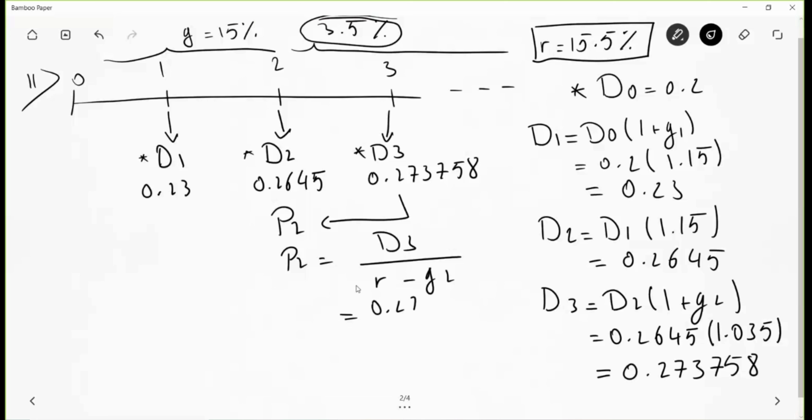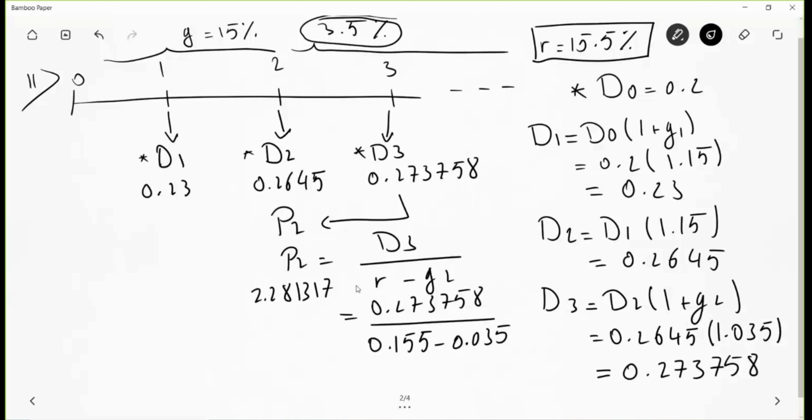So 0.273758 divided by 0.155 minus 0.035. So computing the price in year 2, I have 2.281317. This is the price P2.